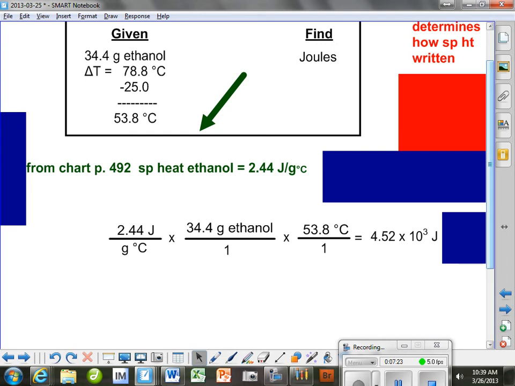Good. Yes? 10 to the third came from this number, because when we calculate all of this out, it will be 4,520. And all we did was put that in scientific notation, which would be 4.52. We only have 3 sig figs in the numbers here. I'm not going to do that, but you need to be able to recognize it both ways. So if you're having problems with scientific notation, you need to fix that before the CST.